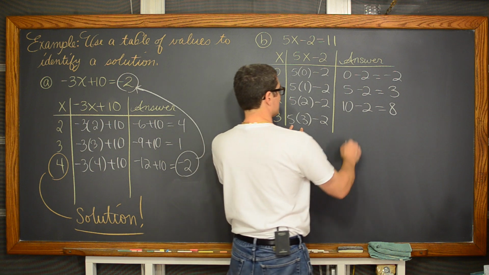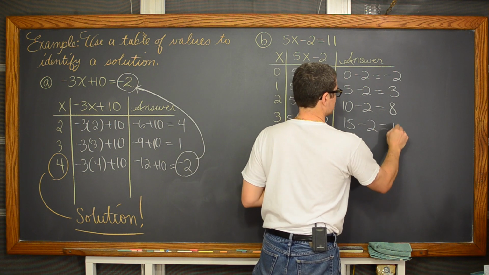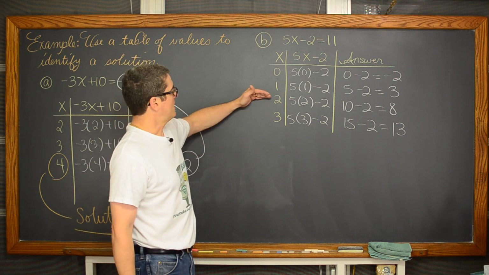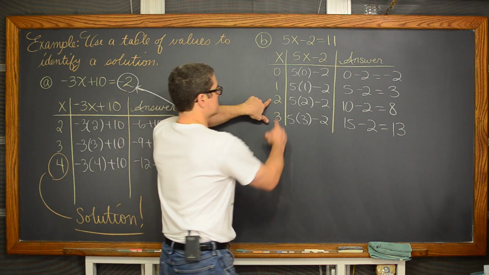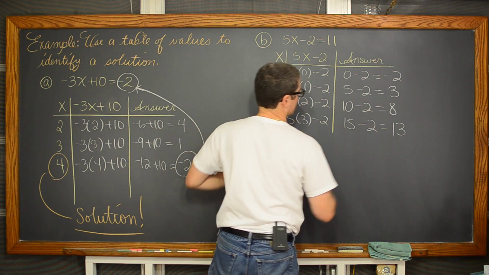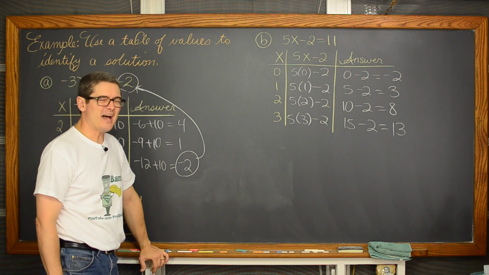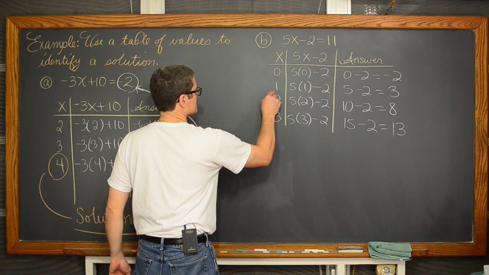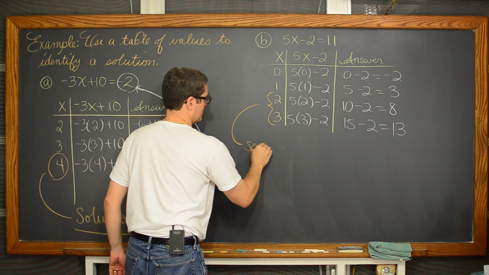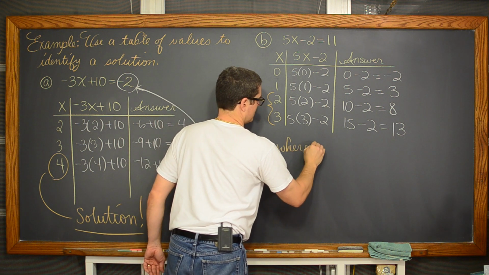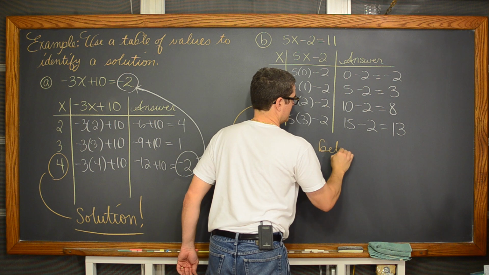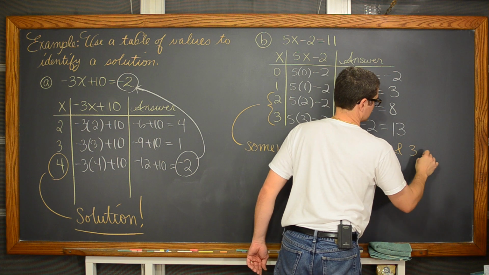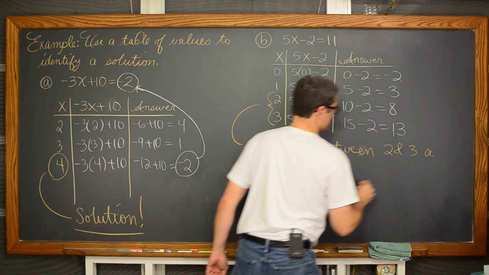And now we have 5 times 3, which is 15, minus 2, and that's equal to, wait a minute. I was trying to get the left side to equal the right side. And going from 2 to 3, when I plugged in 2, I got 8. When I plugged in 3, I got 13. I passed 11. So that means that somewhere between 2 and 3, a solution exists.